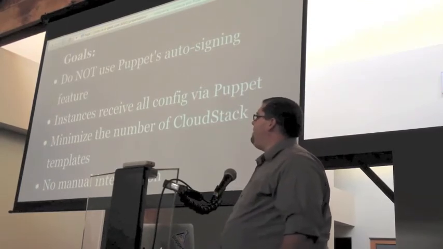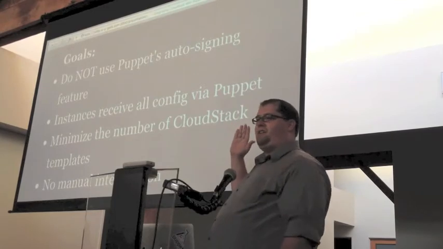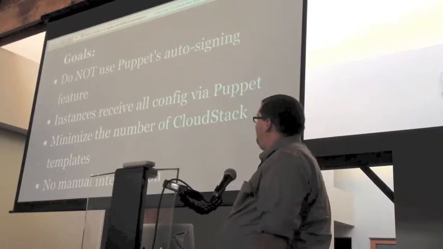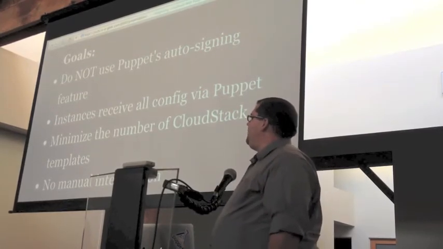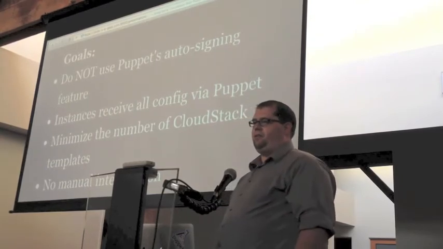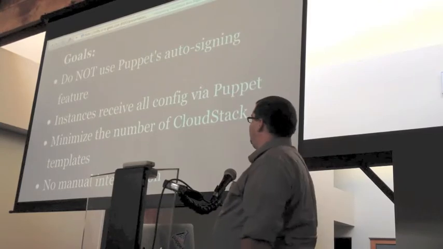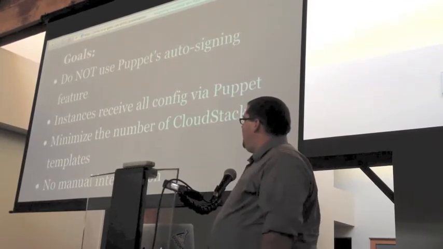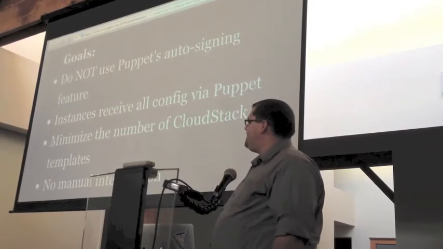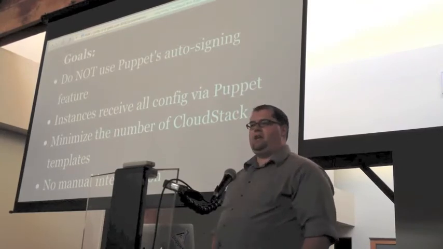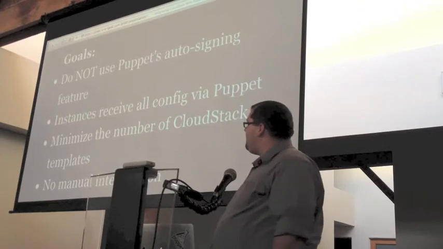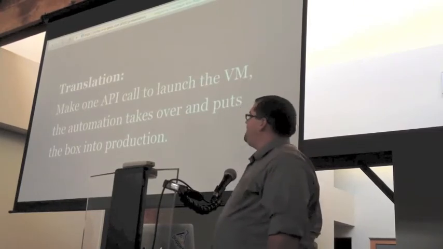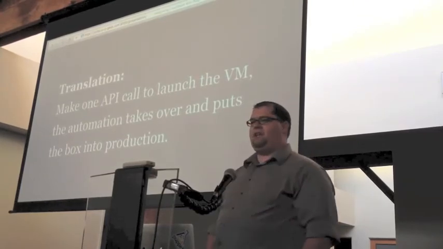So my goals when I was facing this challenge: I didn't want to use Puppet's auto signing feature, just because it opens a huge gaping security hole. So the instances, the VMs, receive all of their configuration from Puppet. I don't want to maintain a library of different images, just because I don't like maintaining libraries of things. I want to maintain one image, ideally, maybe two. And that goes right into minimizing the number of CloudStack templates. And when something launches a VM, I don't want any manual intervention whatsoever. A human shouldn't have to do anything. Makes your life easy, right? So, long story short, make one API call, the VM comes up, and everything just happens.